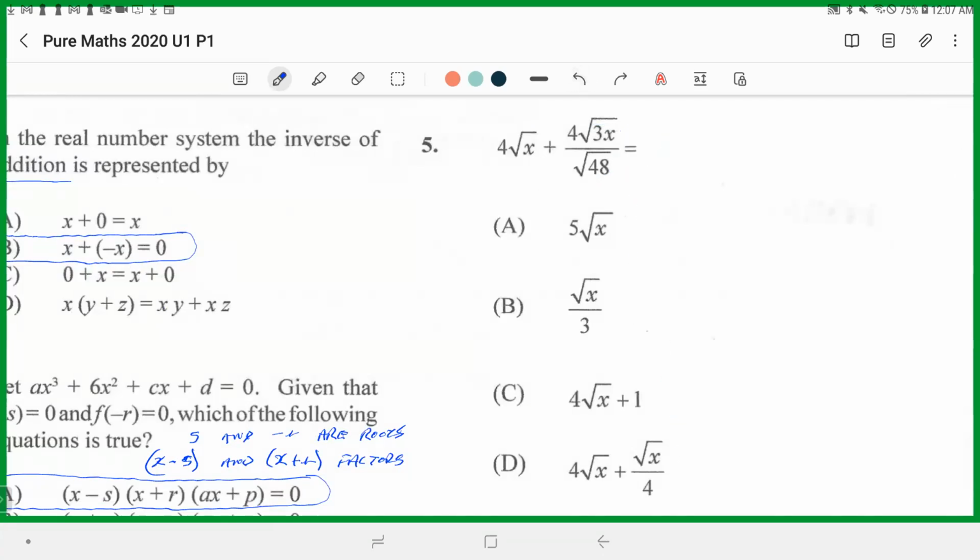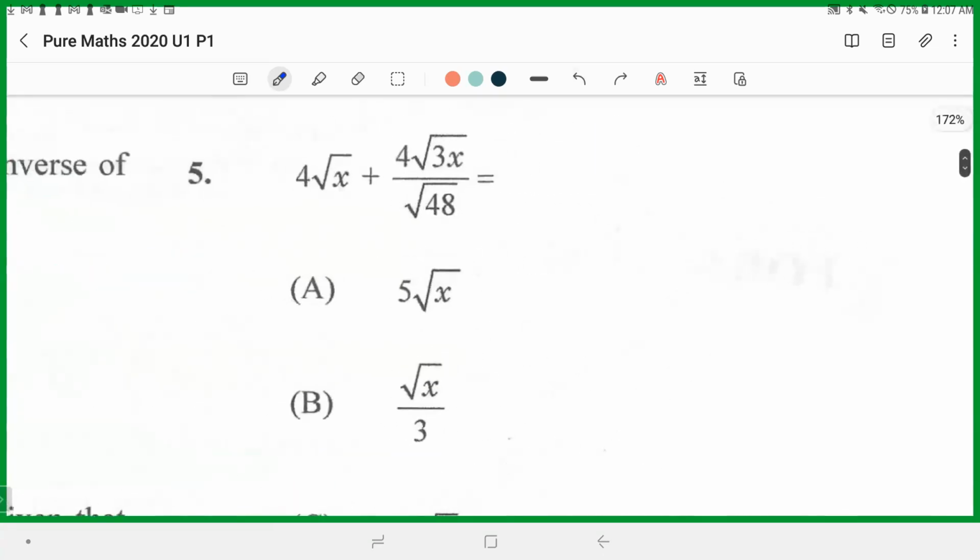And as I observe these answers, I see root x. So it means that I don't want this 3 on the x there. So I'm going to break it up. So this basically becomes, let me zoom in on it a bit, 4 root x plus 4. I'm going to break this up now, and I'm going to put root 3 root x divided by this 48. I would love to get a root 3 out of it.